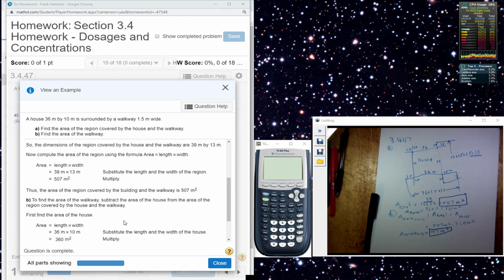Then they ask the question, the area of the walkway. So the area of the walkway is going to be equal to the total area minus the area of the house. So the area of the house is going to be 36 times 10, or 360 meters squared. So when I subtract the two, I end up with the area of the walkway being 147 meters squared.